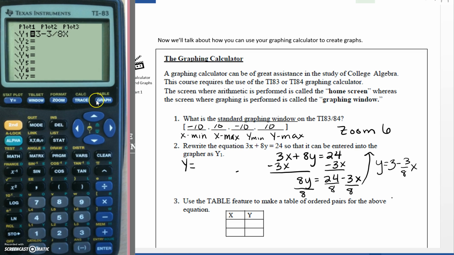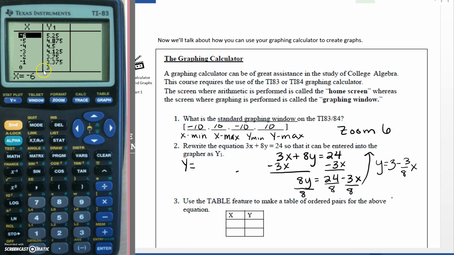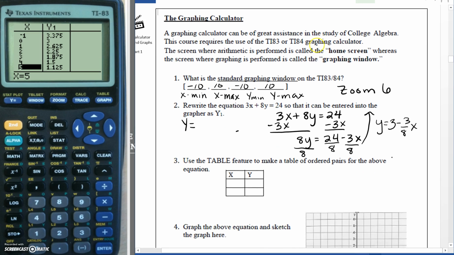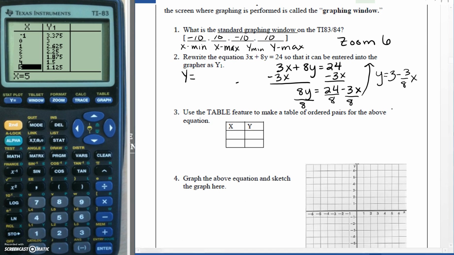Okay, and if we hit the graph button, we can actually see the graph. Okay, but sometimes we'll want to make our own graph using a table. And if we hit second table, okay, we can go and see values. It will make a table for us. And we can pick values to put into our table. So let's pick nice values.